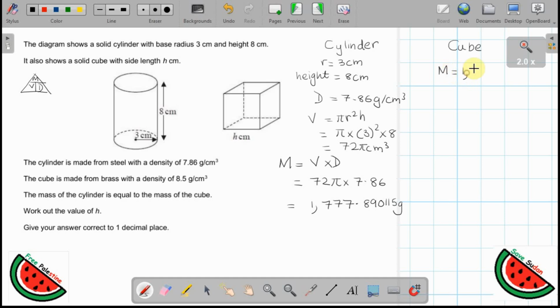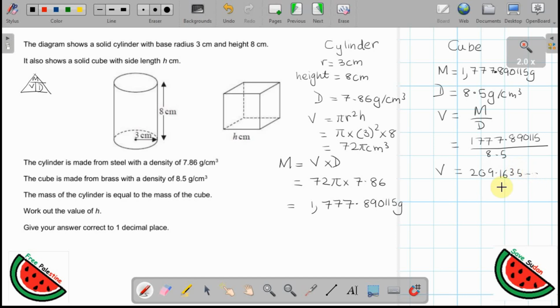Now the question says that the cube's mass is the same as the mass of the cylinder, so I have the mass of the cube as the same number. The density is 8.5 grams per centimeter cubed, so I can now find the volume. Volume is mass divided by density, so that mass divided by the density of 8.5 gives me 209.1635 and so on. This number carries on.